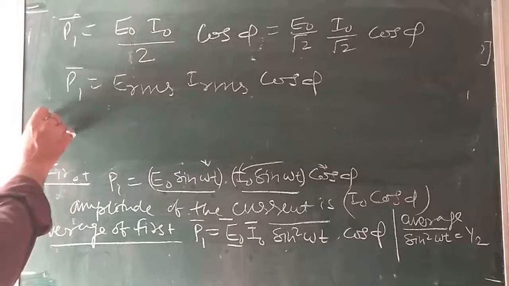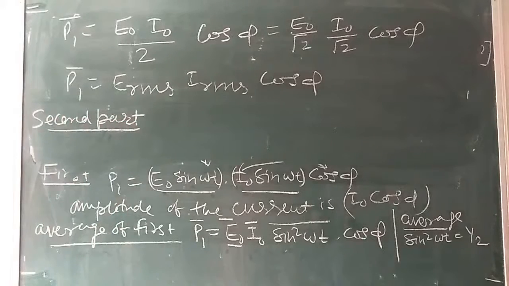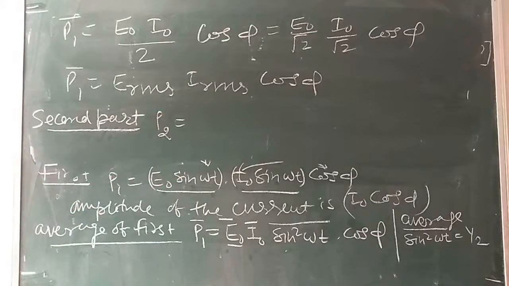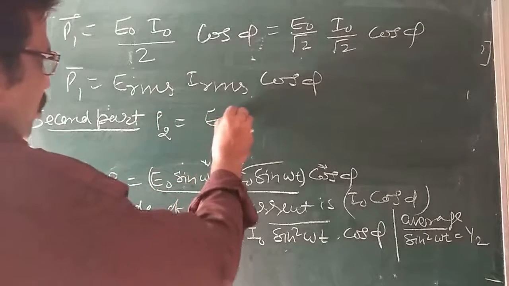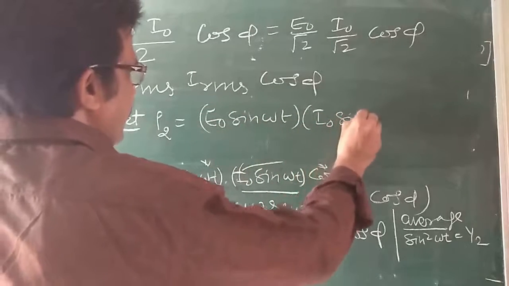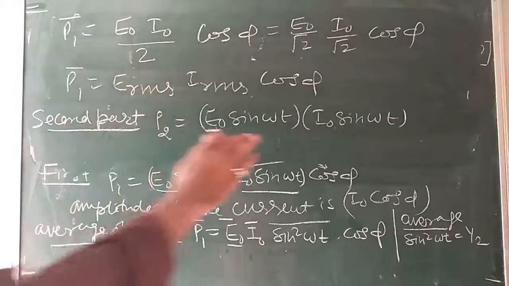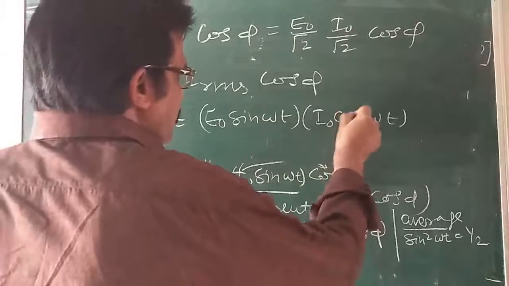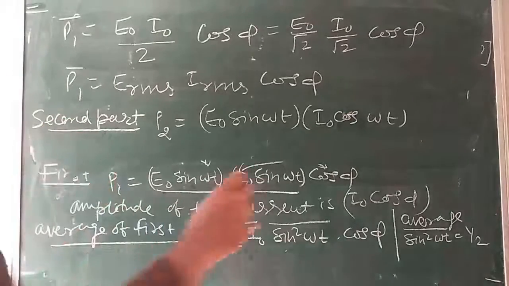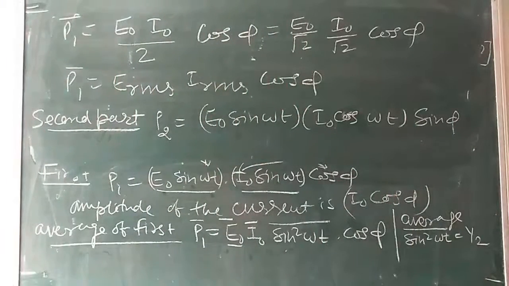Similarly, I can solve here the second part of power. Second part of power, that is P2. And that P2 is equal to E naught sin omega t, I naught cos omega t and sin phi. Here it is cos, not sin. This is the second part of the power. Write down.